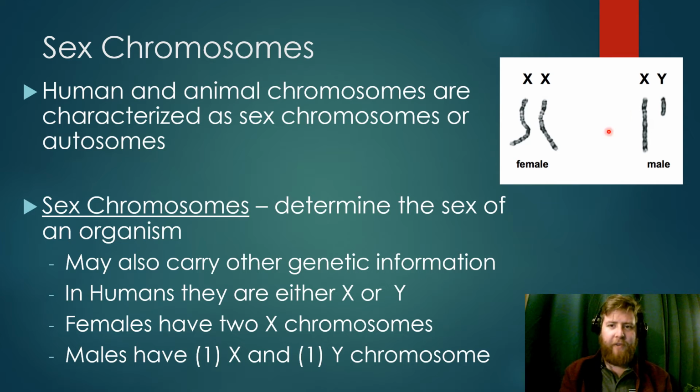But in humans, they're either X or Y. Females have 2 X chromosomes here, and males will have one X chromosome and one Y chromosome. And you notice the Y chromosome is a lot smaller. That'll be important when we talk about why males are more likely to have some diseases than females and vice versa. So it'll come into play later.